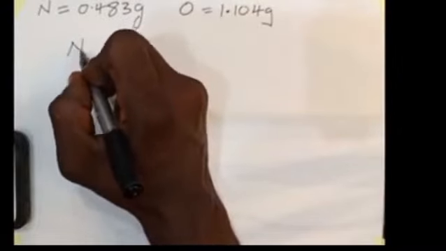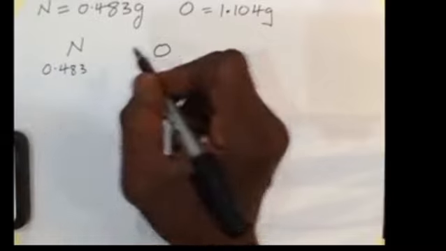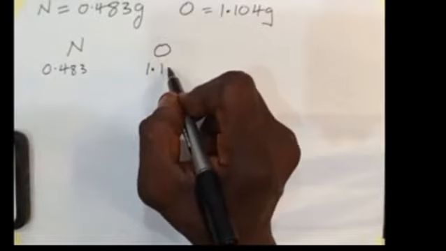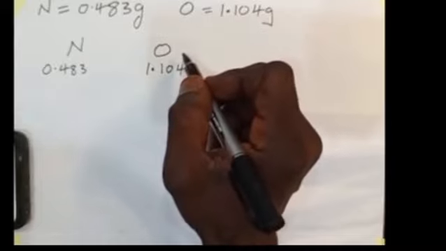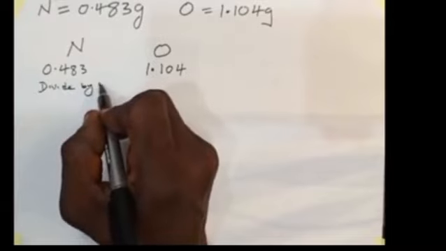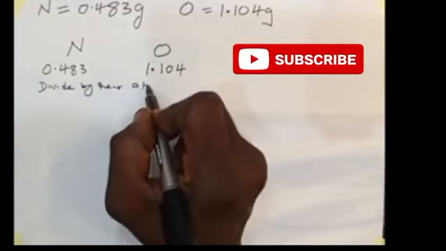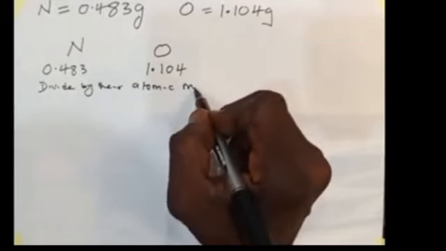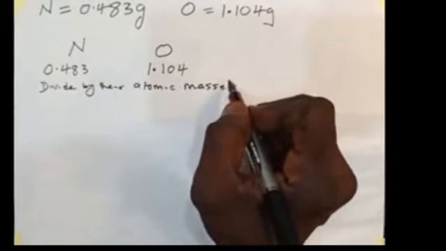So first things first, let us find the empirical formula. Now let's arrange our problem like this. We have nitrogen and we have oxygen. So let's have the masses here, 0.483 grams. Then we have 1.104 grams. So first things first, we are going to divide each of these masses by their atomic masses. So let's divide by the atomic masses.